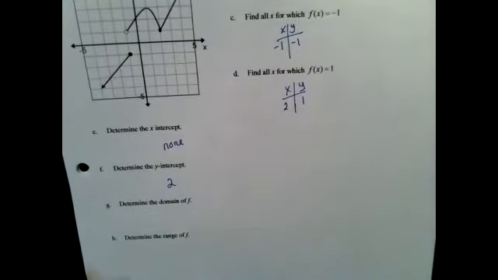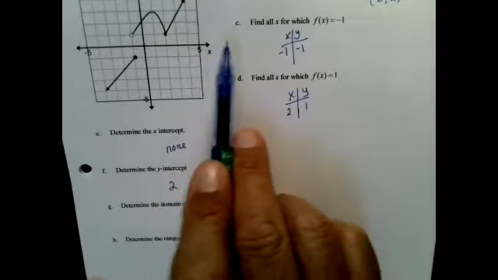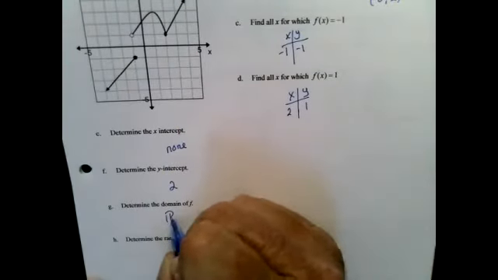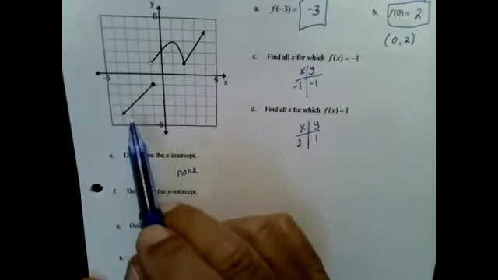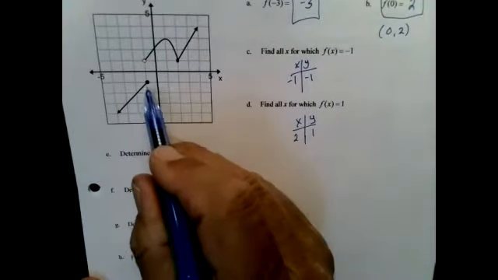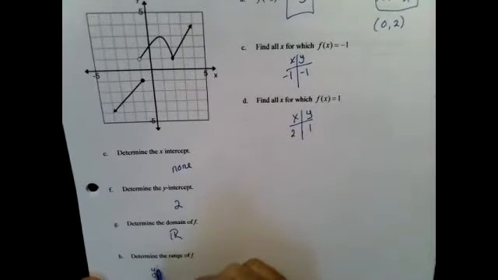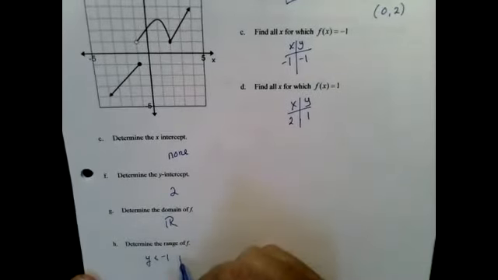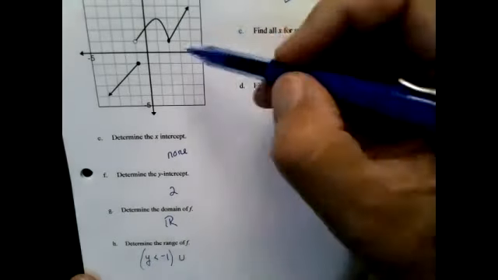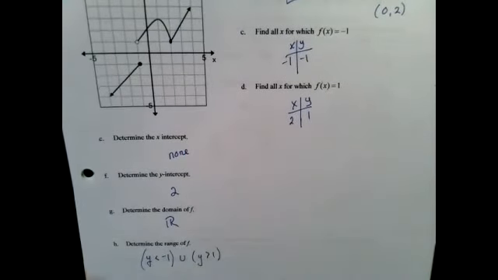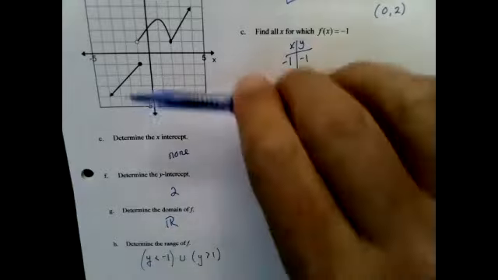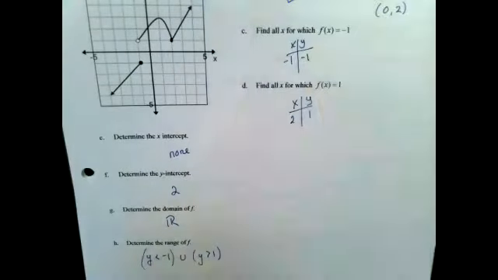The domain. They're both arrows. They go on forever and ever. All real numbers. The range. Oh boy. We have y values here. Y is less than or equal to -1. I'm going to put union. Union with, I go here and all the way up. Y is greater than 1. All the y's less than -1, all the y's greater than 1. Use for union.